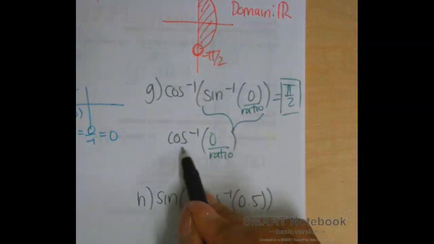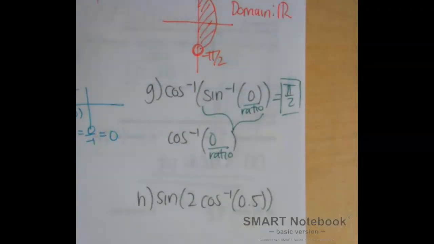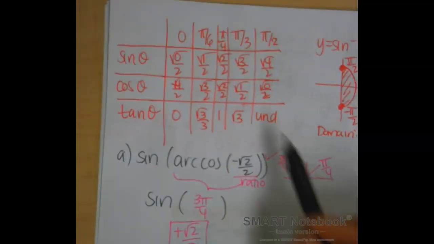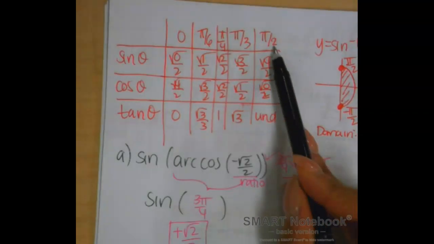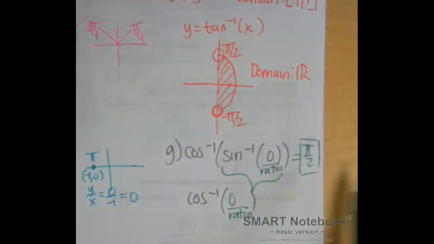With that solving, I'm just going to look back at my chart. Cosine inverse is going to be what angle for 0? So up here, cosine will give you 0 at pi over 2. So that's how pi over 2 is your answer. Let me highlight that so you can see it.